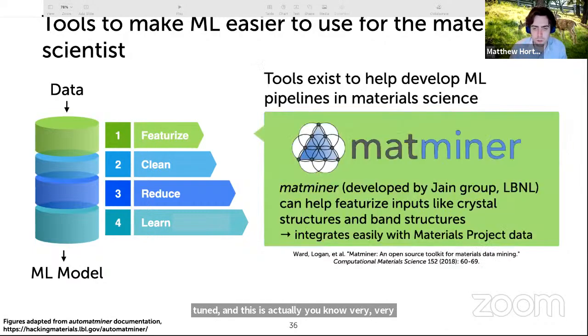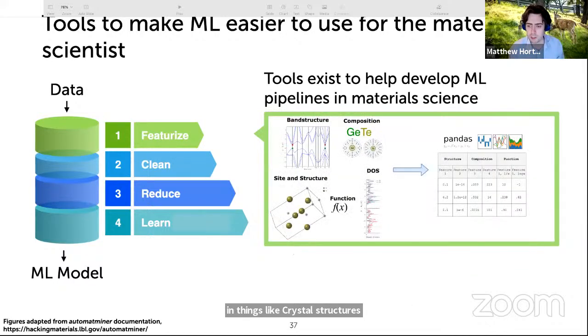So what tools do we have that can make our lives easier here? Well, we have tools like MatMiner, which is developed by the Anubhav Jain group at LBNL, which helps featurize materials science data. So you can take in things like crystal structures and band structures, and it will give you out a table of features for that data.